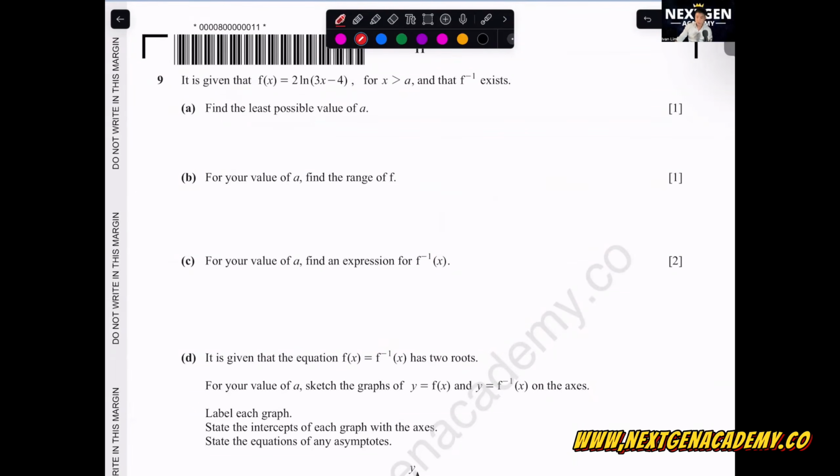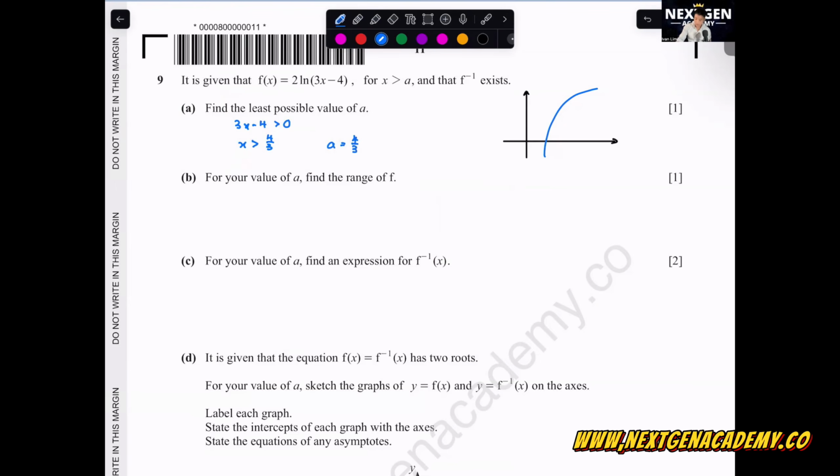Okay, so this is a ln question, so you need to know how a ln graph looks like. This one is 2 ln(3x minus 4), so it should look something like this. And then where's your asymptote? You have to find what's your a value first. To find your asymptote, you're going to take the argument, 3x minus 4 more than 0. So x is more than 4 over 3. Therefore, a equals 4 over 3.